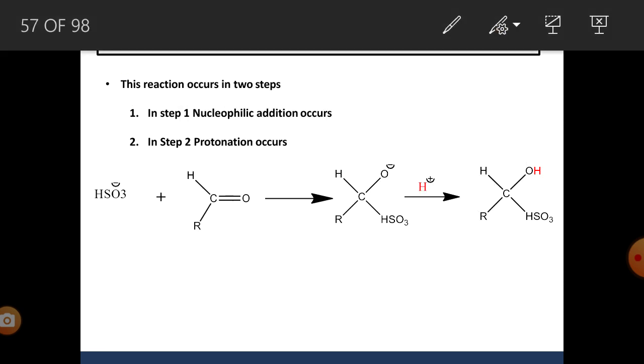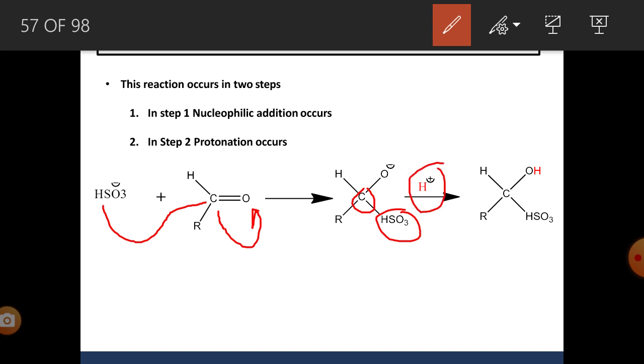This sulfite ion is electron rich and this carbonyl carbon is again electron deficient. So this nucleophile attacks the carbonyl carbon. There is formation of a new bond between the sulfite and this carbon. Again H plus present in solution gets added on oxygen and we get the addition product.